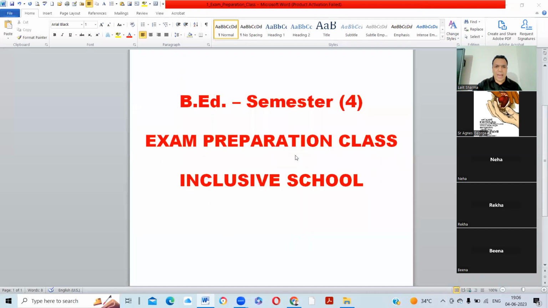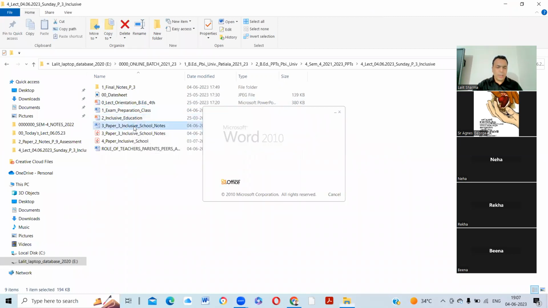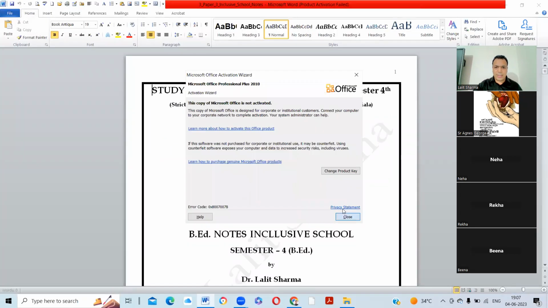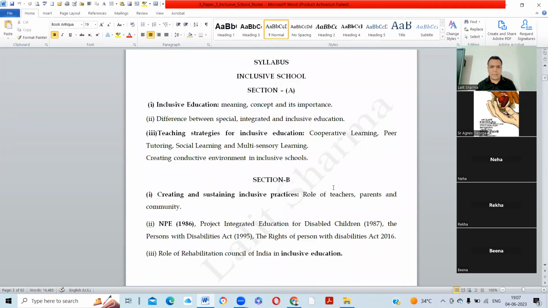So guys, today, as you know, this is our exam preparation class of inclusive school, right? This is your paper of the fourth semester, right, guys? I directly go for the notes and show you the syllabus. First, we see the syllabus. This is your syllabus. Am I right? In your syllabus, just see the topics: section A and section B.